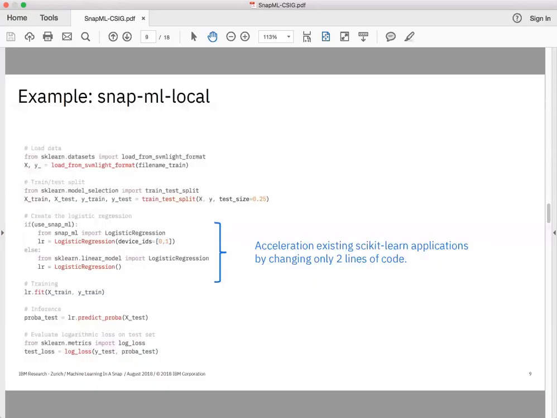So as I mentioned, this is an example of how to use SnapML local. The message we want to give with this slide is that you can use SnapML local with sklearn. So you can use all of the auxiliary functionality from sklearn, like loading data, pre-processing, evaluating, using the metrics from sklearn. The only thing you have to do is to import, in this example, a different logistic regression object, tell it which GPUs to run on, and that's it. Aside from that, all of the rest of the code is the same.